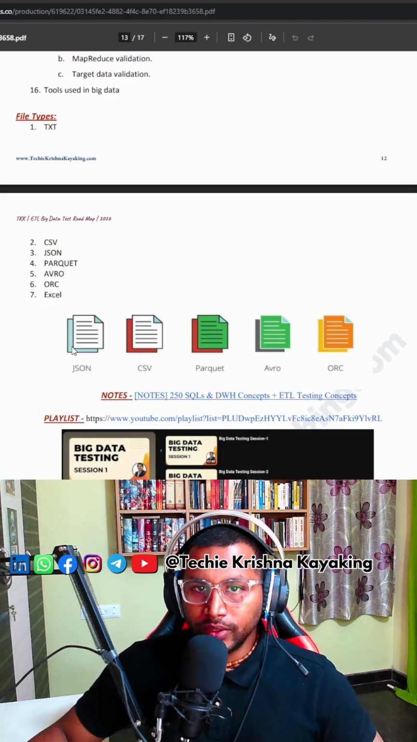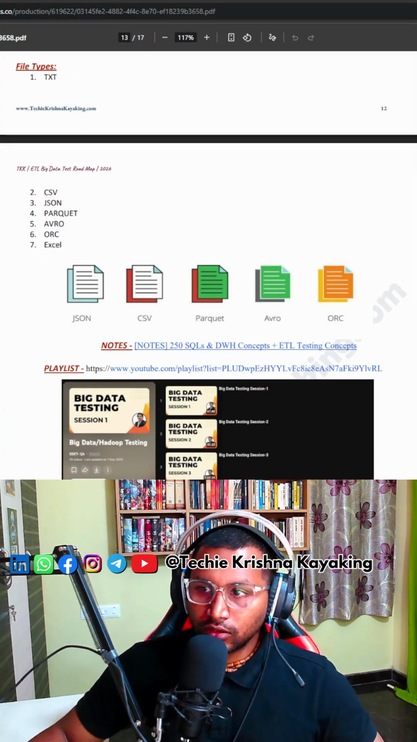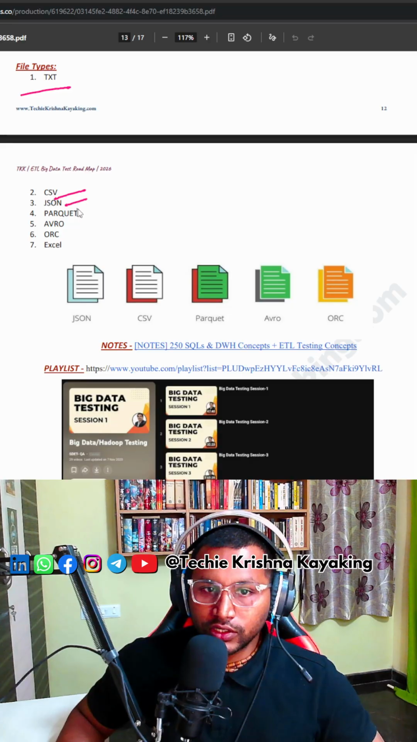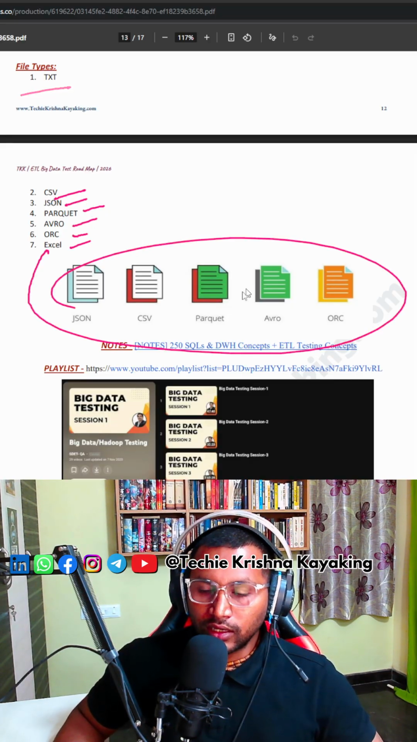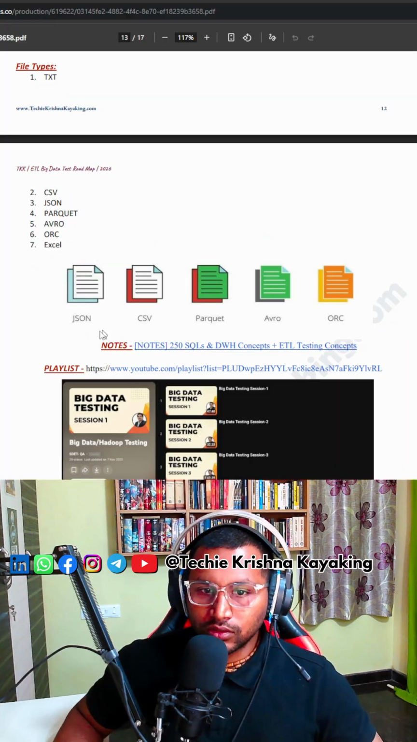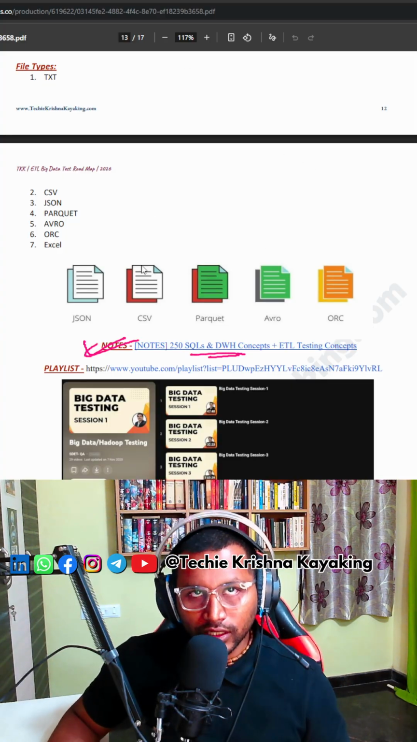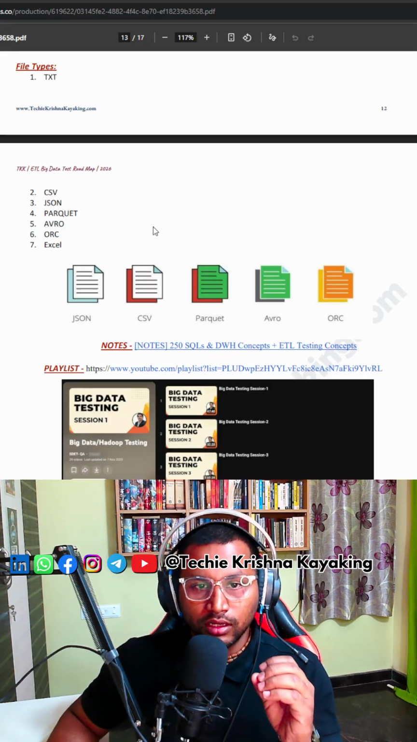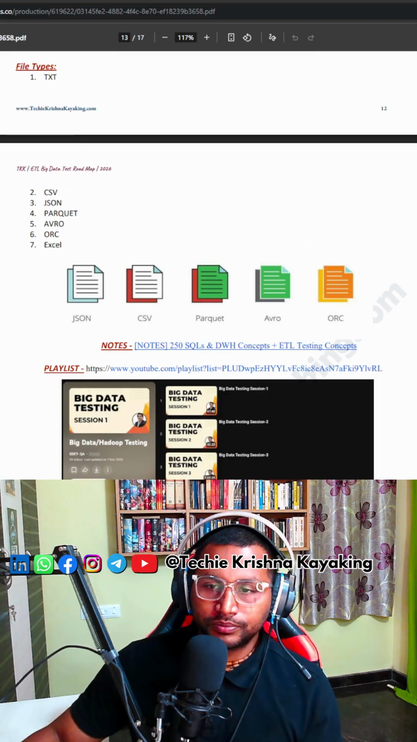And when you come into big data, it is mostly structured and unstructured and other data also. Here there are different types of files like text, CSV, JSON, Parquet, Avro, ORC, Excel, these types of files will be there. All this I have covered. In this note itself I have covered these topics theoretically, and in my course I have covered all these concepts, all these files, and how to handle all these files also.